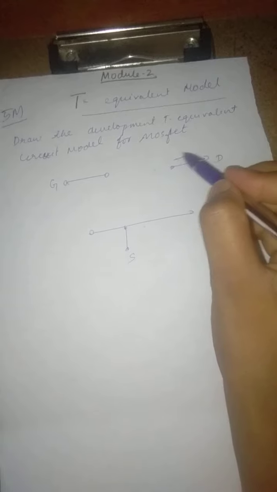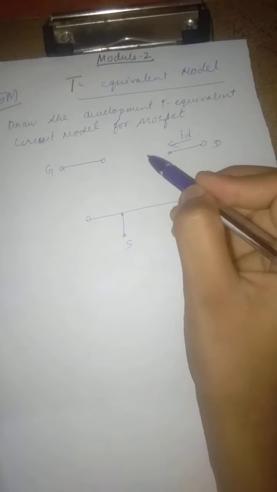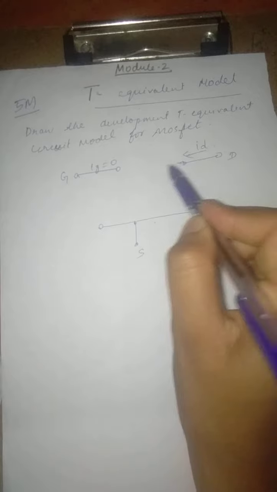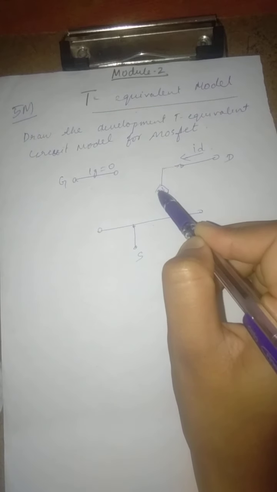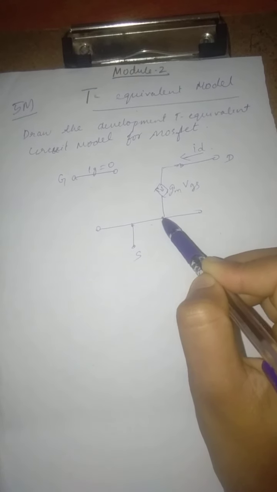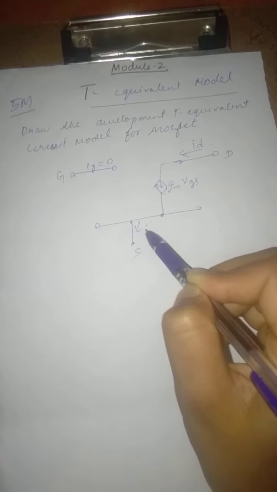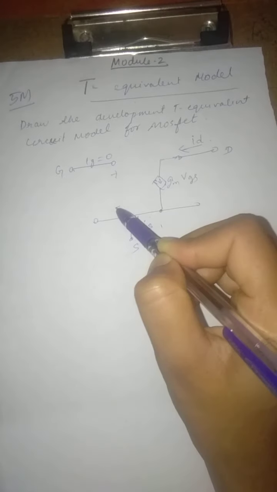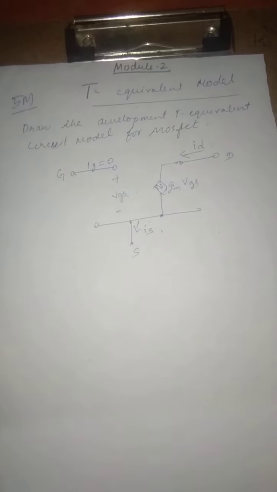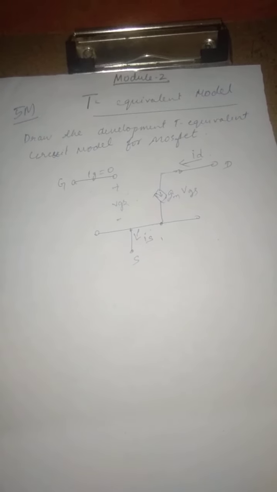Now here the current that will flow from the drain will be ID and the gate current is going to be 0. And between the drain and the source we have a current source, and that current source is nothing but GM into VGS. So now what is the current that will flow here is nothing but IS. The potential that will appear across gate and the source is going to be VGS.